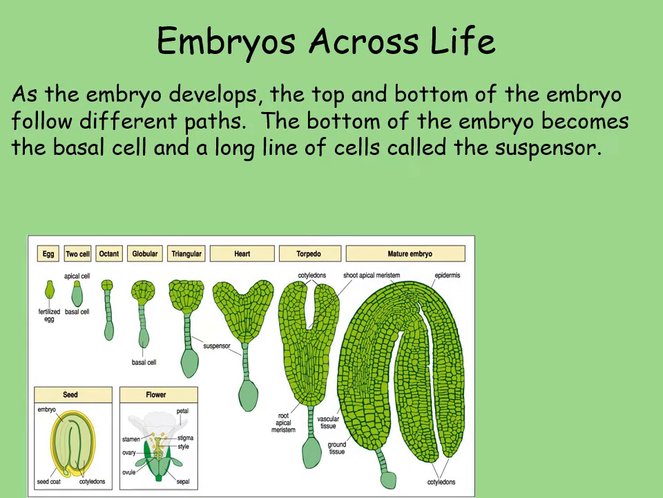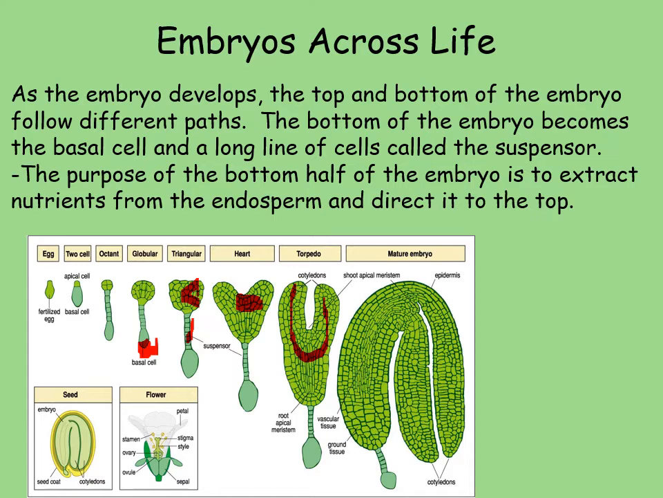Okay, so as a seed plant embryo develops, the top and bottom of the embryo follow different paths. The top of the embryo will develop into the leaves of the plant. You can see here that there's development into the two embryonic leaves, or cotyledons. The bottom of the embryo becomes a cell called the basal cell, as well as a long line of thin cells called the suspensor. The purpose of this bottom half of the embryo is to attach to and extract nutrients from the food, the endosperm, and deliver it to the top, to the rest of the plant.